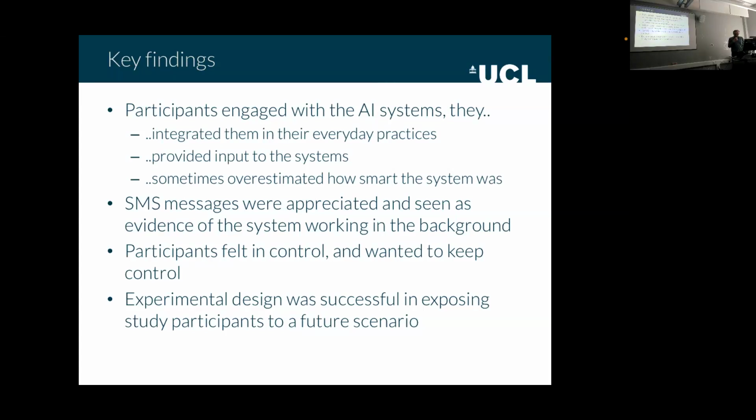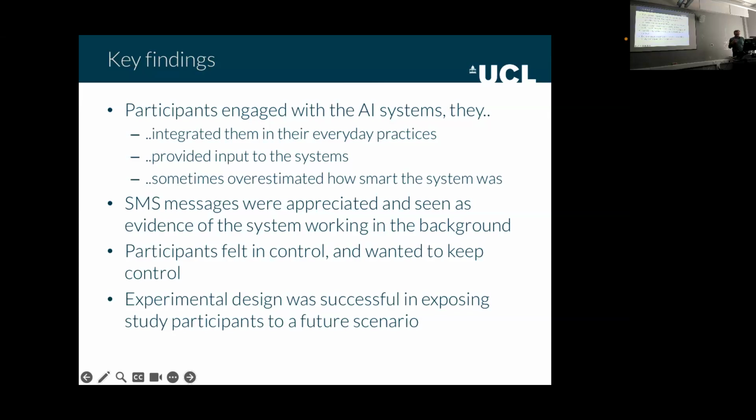Everyone liked the text messages as a way to keep an eye on what the system is doing, like maintain awareness. And these messages also served as a way for participants to see that the system was doing work in the background. It was interesting to see that sometimes participants overestimated how smart the system was.